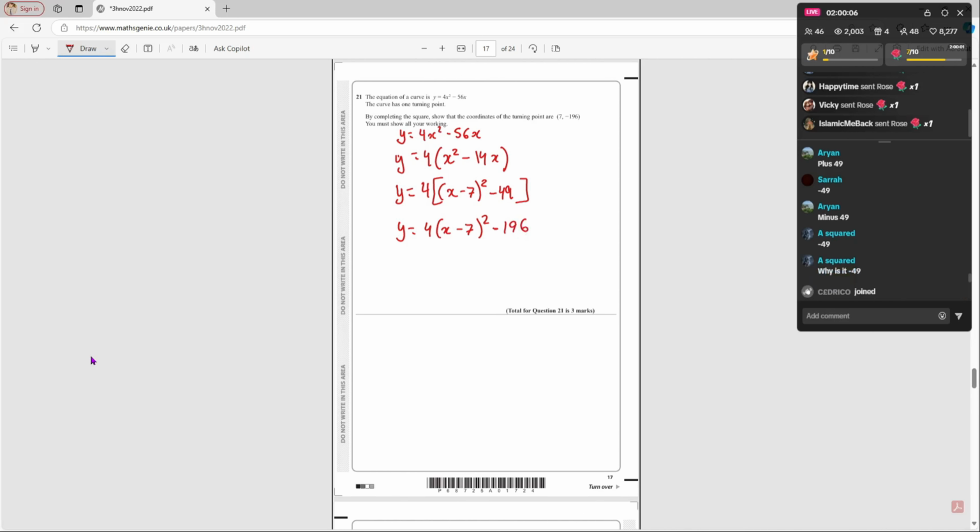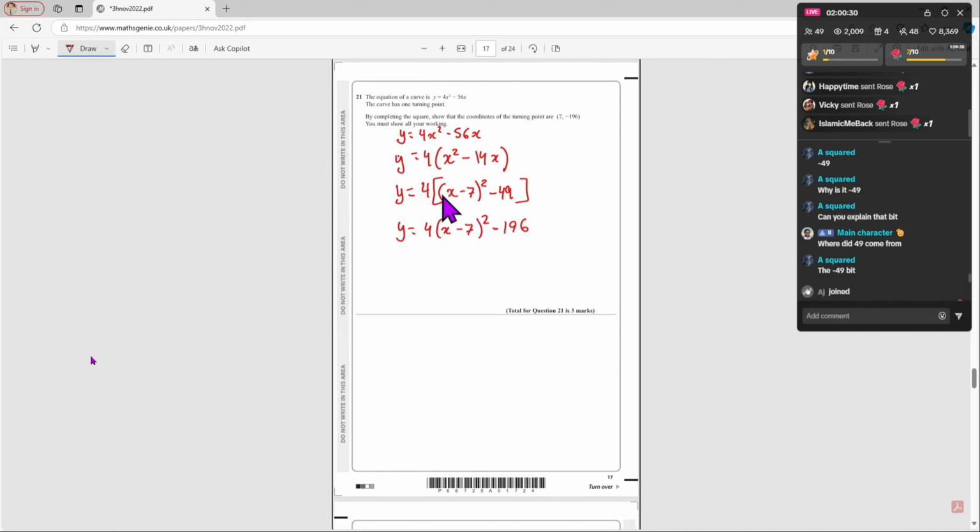And now, once we've done that, we can find our coordinates. Can you explain this bit? So basically, we just expanded our 4 back in. So we just do 4 times minus 49, get minus 196, and then you just put the 4 next to the bracket.